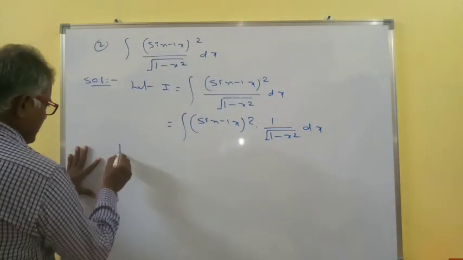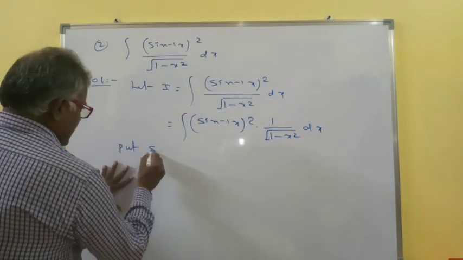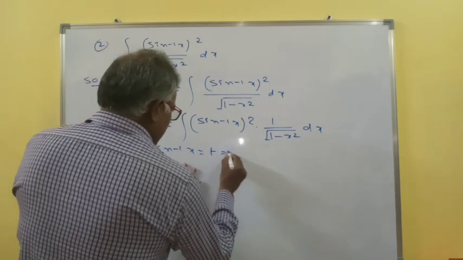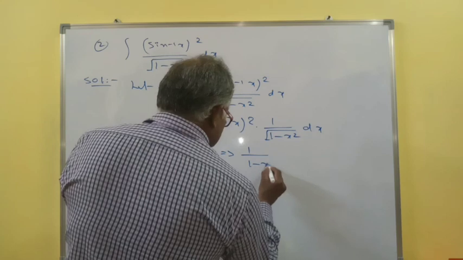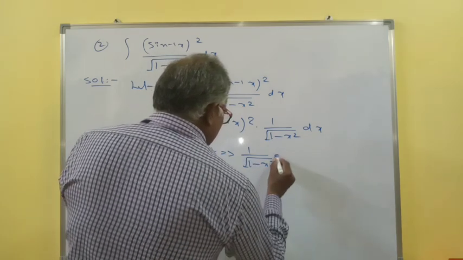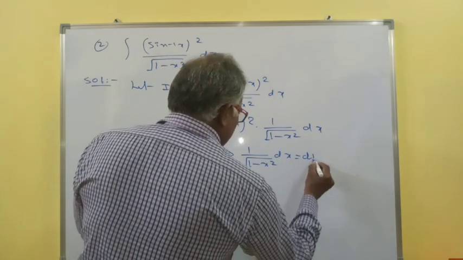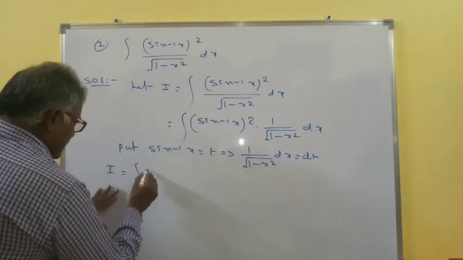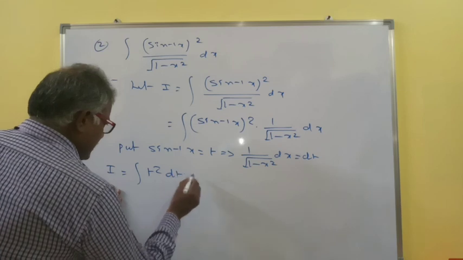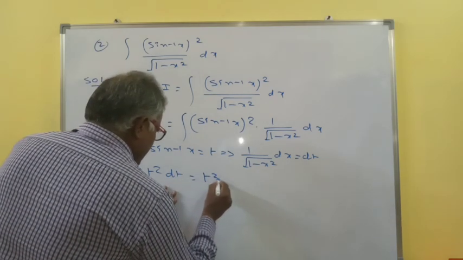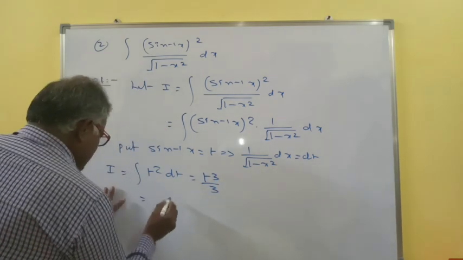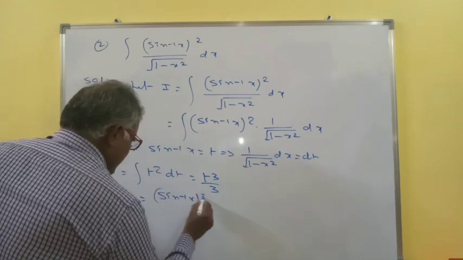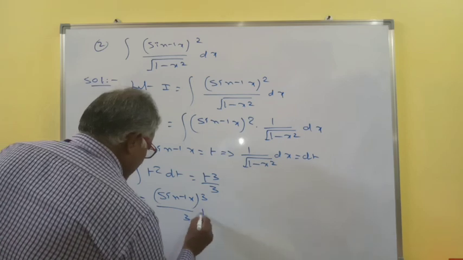So put sin inverse x equal to t. The derivative of this one, 1 by root of 1 minus x square dx, is equal to dt. So clearly I is equal to the integral of t square dt. The integral of t square is t cube by 3. So the answer is sin inverse x whole cube by 3 plus c.